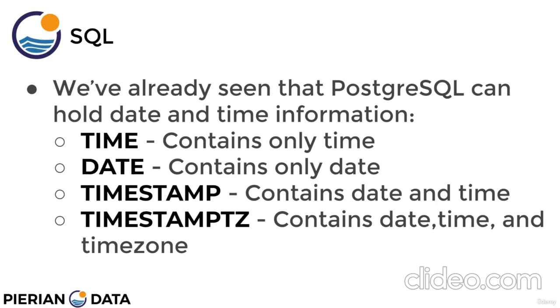date information. And the four main ones are the time data type, which contains only time, such as hours, minutes, and seconds. Then there's the date data type, which contains only a date, the month, day, and year. And then there's timestamp, which essentially combines both of those and contains both date information and time information. And then there's timestamp TZ, or timestamp time zone, which contains date, time, and time zone information.